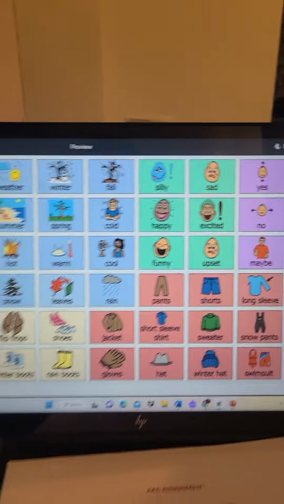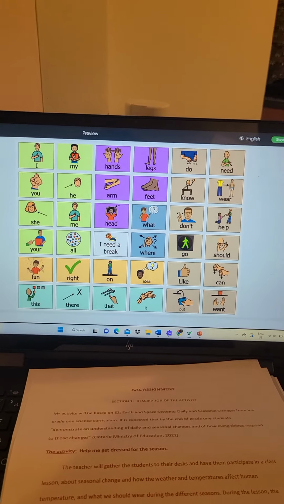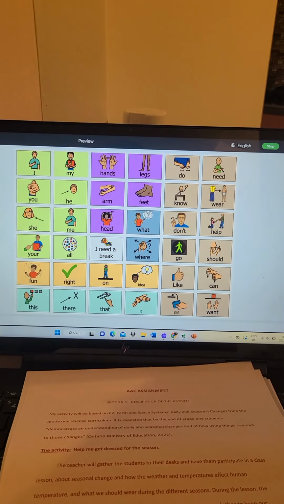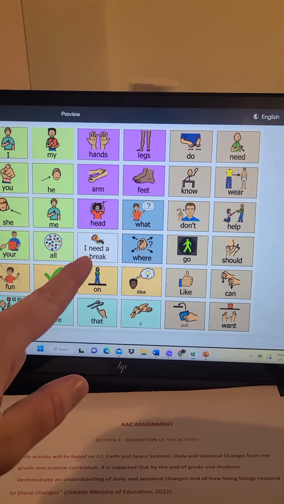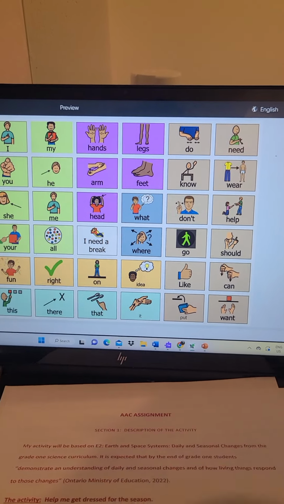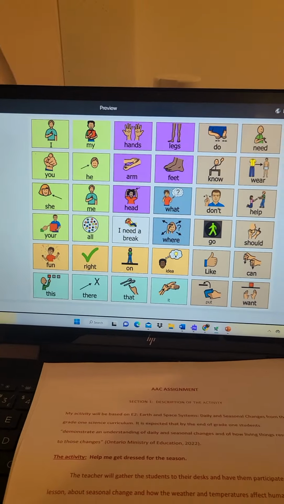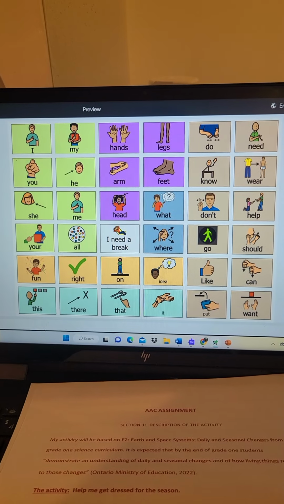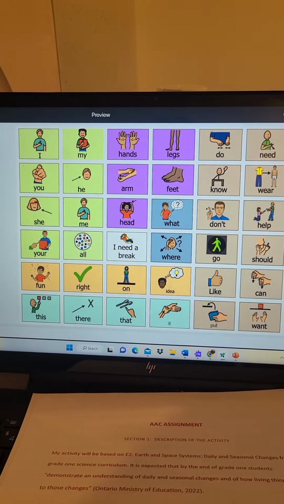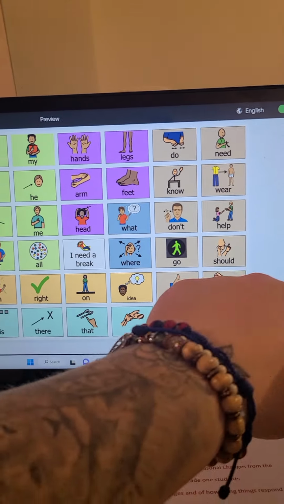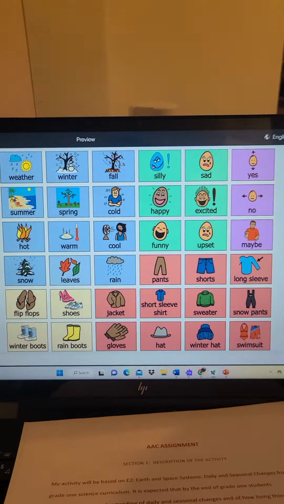This is my communication board. This is the commonly used vocabulary. I also put in a button that says I need a break because often students with different developmental delays need sensory breaks. The other page, this is my fringe page.